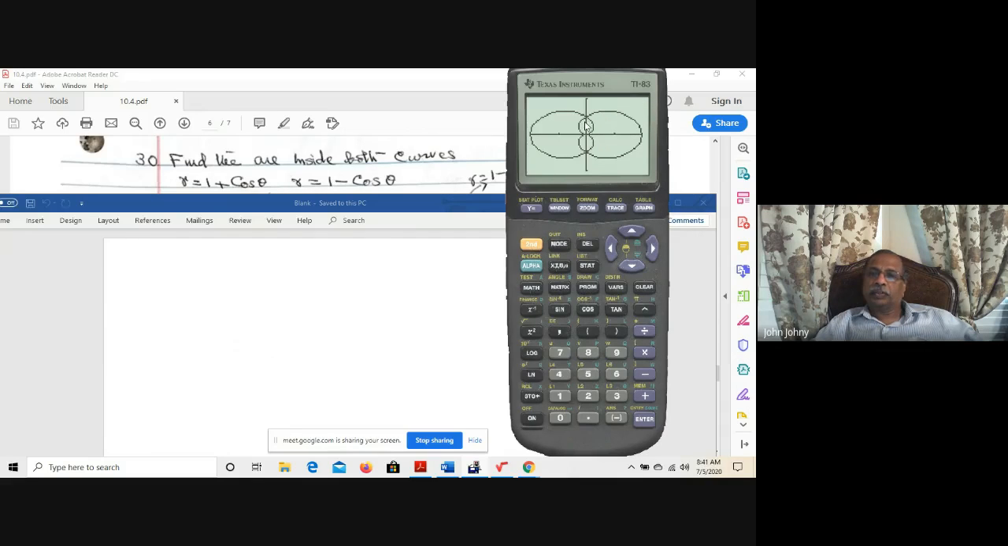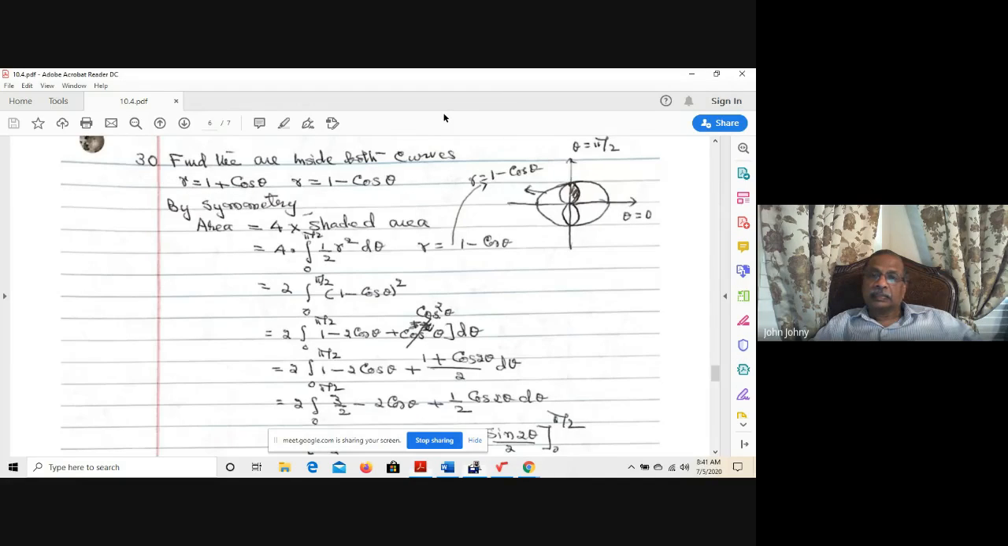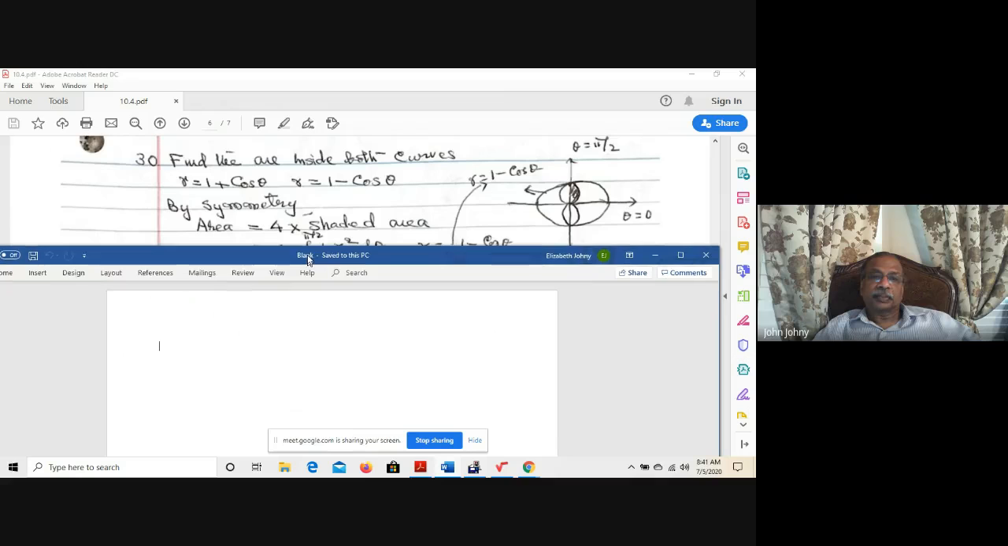So inside both the curves means these 4 segments. So here is 1, 2, 3, 4. My strategy is to find the area of one of them and then multiply by 4. This shaded area is completely inside the first quadrant, theta equal to 0 and theta equal to pi over 2. So if you want to find that shaded area, your variation of theta is from 0 to pi over 2. And there are 4 such areas. Therefore, you have to multiply the shaded area by 4. So the area is equal to 4 times the shaded area.